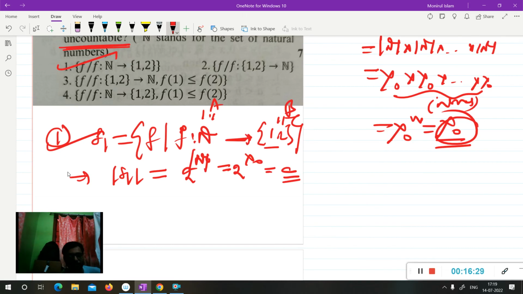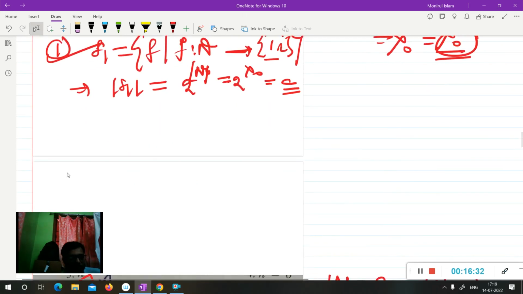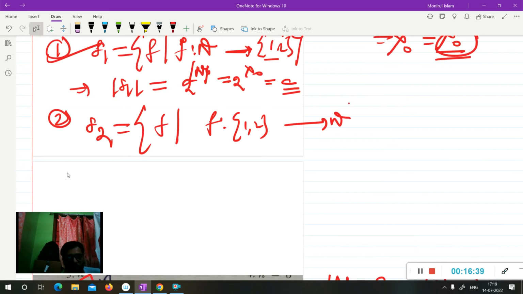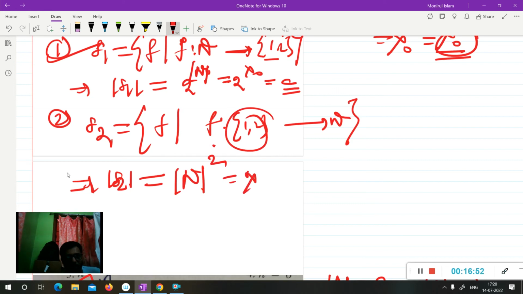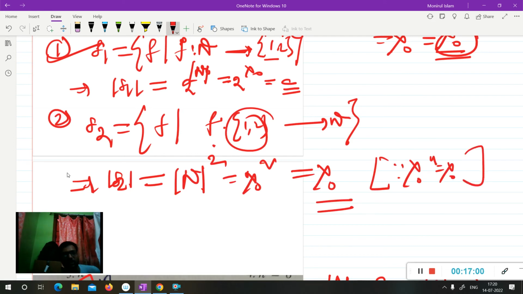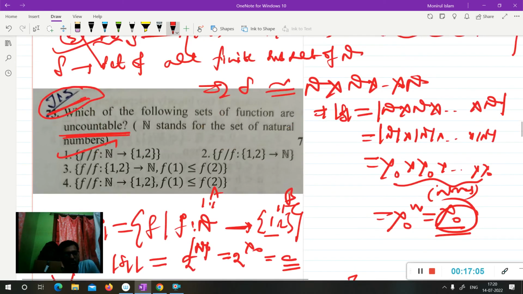Okay. Now option 2. S2 is the set of mappings from the set {1, 2, ..., n} to N. So S2 is nothing but the total number of functions from the set {1, ..., n} to the natural numbers. Its cardinality is cardinality of B to the power cardinality of A, which is alpha naught to the power n. This is alpha naught, because alpha naught to the power n also gives alpha naught for any finite n. So it has cardinality alpha naught, so it is not uncountable. So option 2 is incorrect.